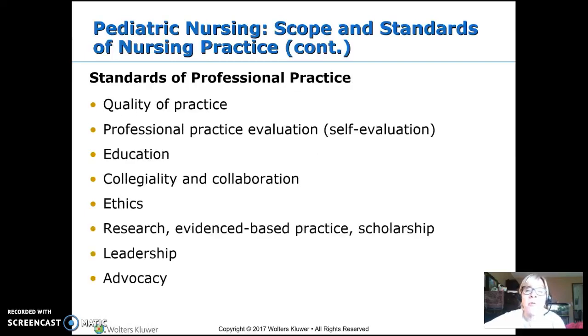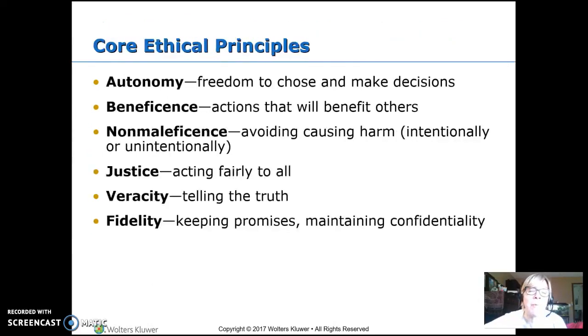Our standards of professional practice are to provide quality care, to be a professional and practice evaluating: did we do things the right way? To always stay current, maintain continuing education. To be collegial and collaborative. We're going to work with the other healthcare providers, but we're going to do it collegially. To be ethical in all our treatment of our families. To use research and evidence-based practice as we make those interventions. To be a leader promoting child health and an advocate for our children and our families.